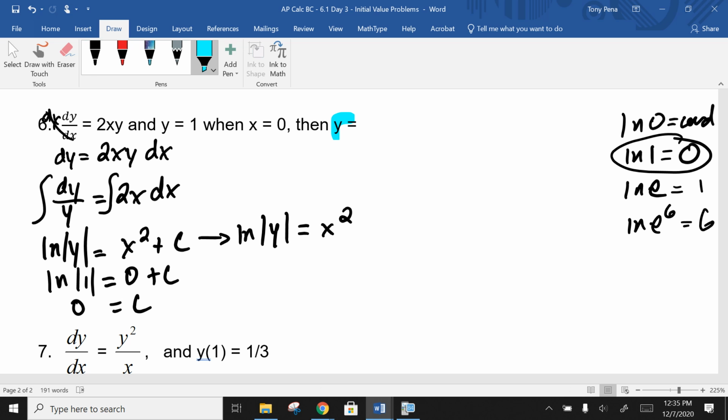Notice what I'm asking you to solve for, though. We want to figure out what y is. So to get rid of this, you're going to use your e to get rid of that natural log. Now we don't necessarily need that absolute value anymore, and all we are left with is e to the x squared. All right, makes sense, hopefully.